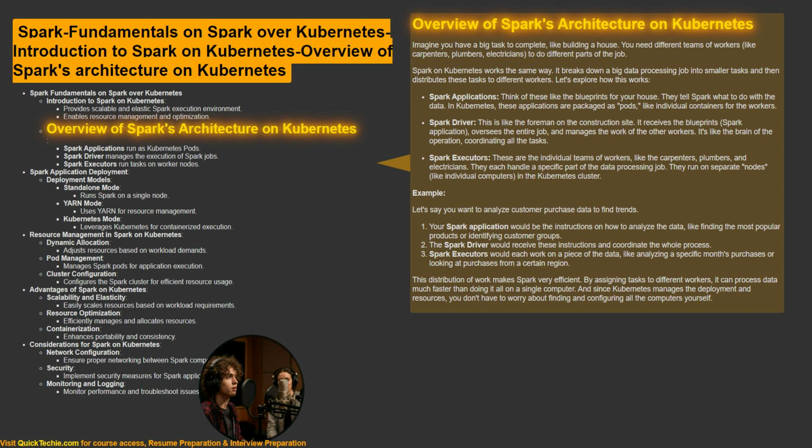Spark executors. These are the individual teams of workers like the carpenters, plumbers, and electricians. They each handle a specific part of the data processing job. They run on separate nodes like individual computers in the Kubernetes cluster.